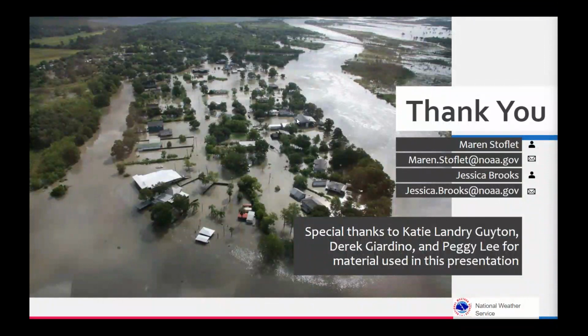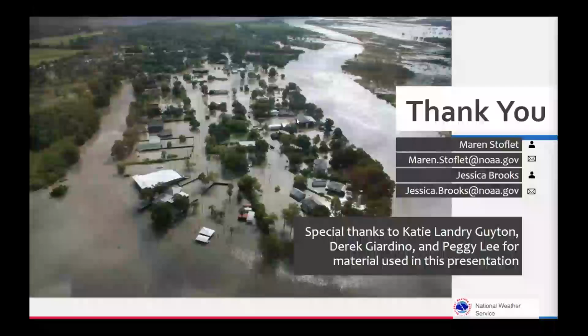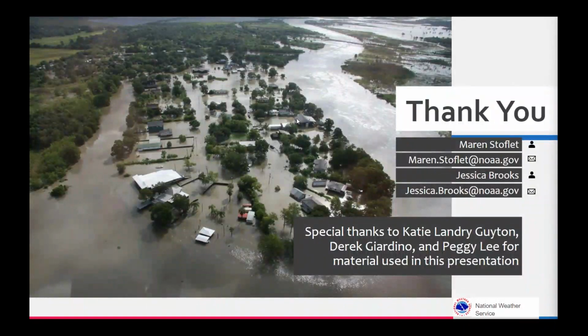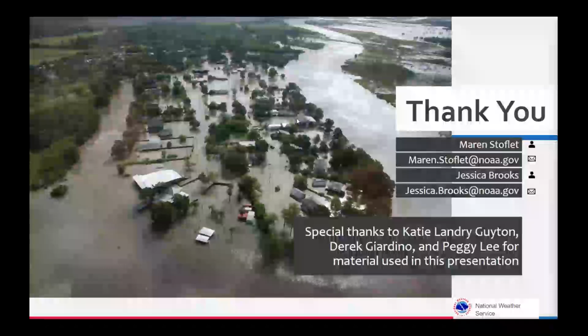One question I had is, since some of our partners also do flood inundation mapping, do you think the training will include an introduction to what our partners are doing, so we're just aware of all the different FIMs outside of Weather Service as well? I think we touch on that at some point, yes.